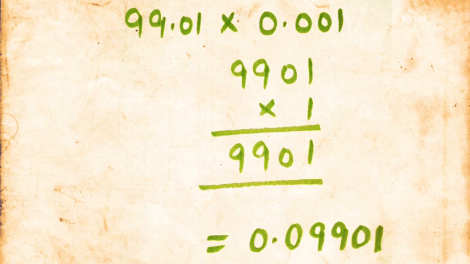Similarly, next question, that is 99.01, multiply it with 0.001. So the first step will be the same: multiply it without decimal. So it will be 9901, multiply it with 1. So the answer will be 9901.